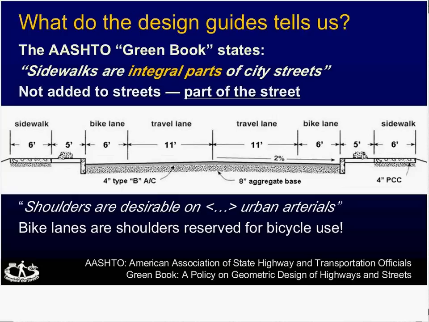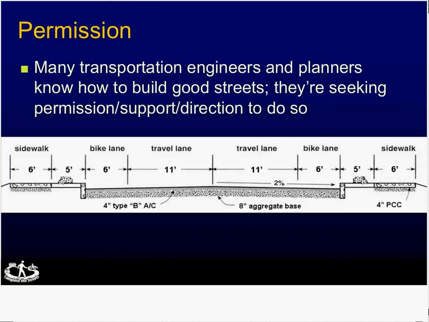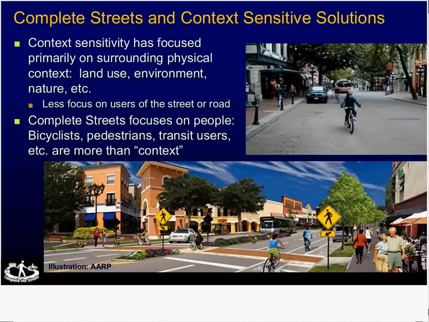Now, what do design guides tell us? Well, the Association of State Highway and Transportation Officials, in their bible for traffic engineers, tell us that sidewalks are integral parts of streets. They're not something added to streets. They're part of the street. They also, in the Green Book, tell us that shoulders are desirable in urban areas. Well, bike lanes are shoulders reserved for bicycle use. So the designs of traffic engineers really do support complete streets. We often find when we work in communities that the transportation engineers and planners know how to build good streets. They're simply seeking permission, support, and direction from the leadership and the community to build those streets.